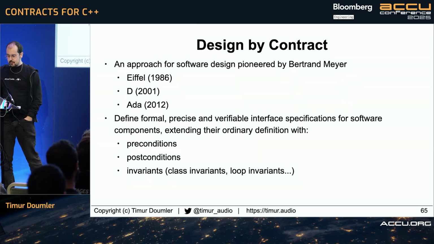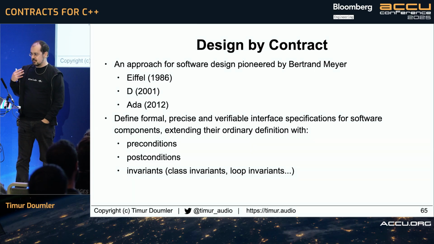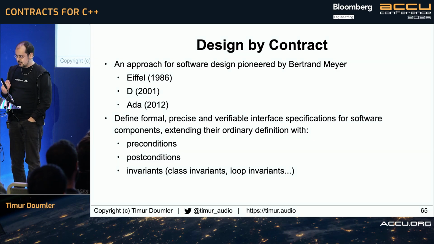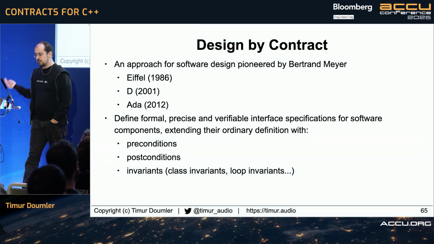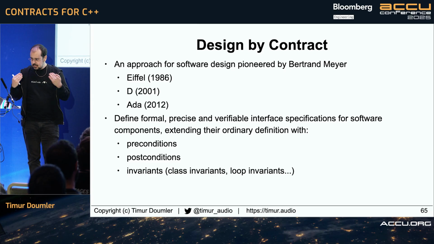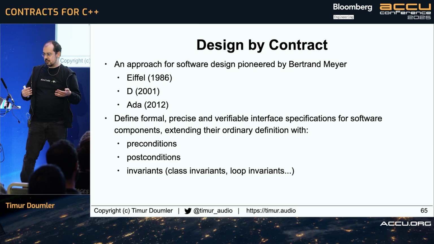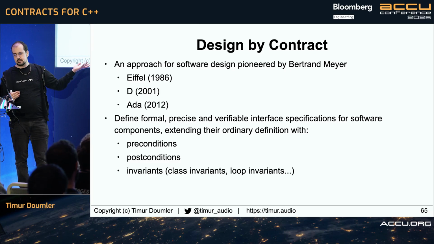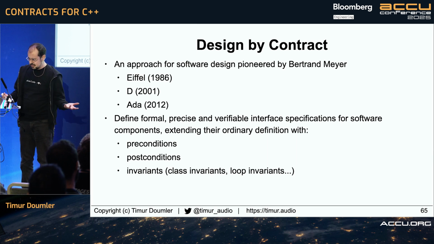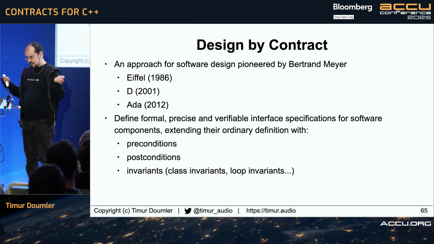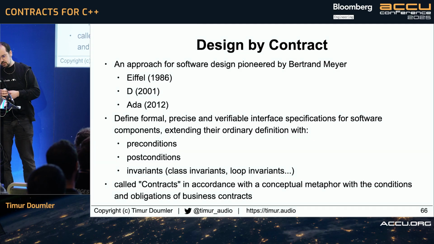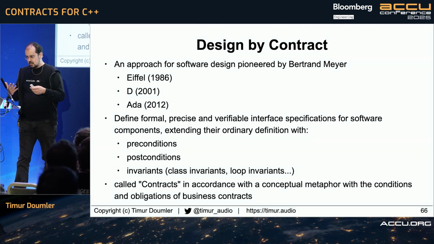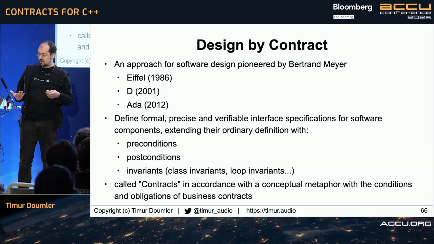But the way it was conceived by Bertrand Meyer, design by contract is an approach for software design that defines formal, precise, and verifiable interface specifications for software components, such as functions, classes, etc. By extending their ordinary definition with preconditions, postconditions, and invariants, which come in different flavors, class invariants, loop invariants, etc. And we call those additional interface specifications contracts, in accordance with the conceptual metaphor with the conditions and obligations of business contracts.